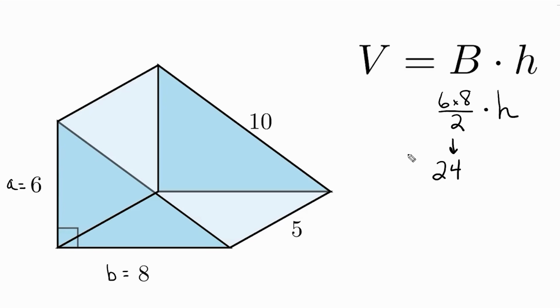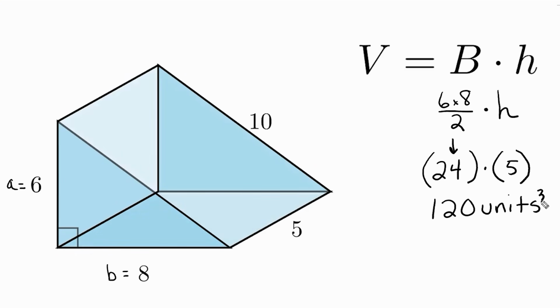Now we're ready to find the volume. We already know the area of the base is 24 square units, and the height of the prism is 5 units. So we multiply 24 times 5, which equals 120. Therefore, the volume of this triangular prism is 120 cubic units.